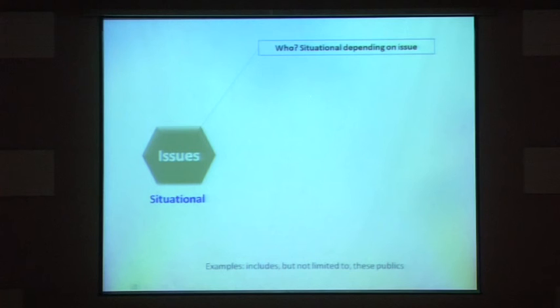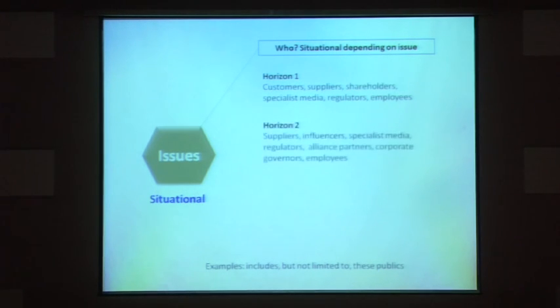So let's think about the situational aspect of this. Remember, if you're a public relations student or done any public relations, you remember that Jim Gruening talked about what happens in public relations depends on the situation the organisation faces. So situational public relations, for example. In Horizon 1, the situation means we're thinking about customers, suppliers, shareholders, regulators, employees, specialist media, and I'll come to specialist media when we talk a bit about target publics in a moment.